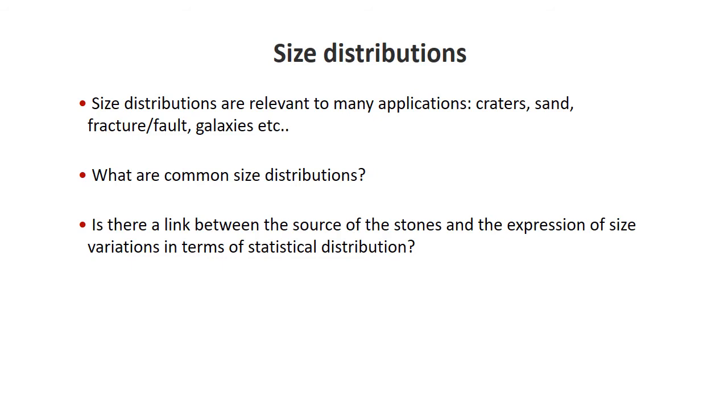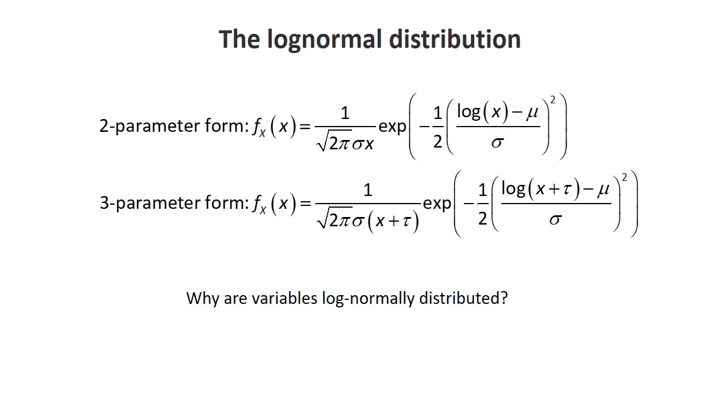So size distributions have more general application than just diamonds, obviously. Sizes of craters, sand grains, the length of faults, the size of galaxies. So these are all types of size distribution. The magnitude of an earthquake, they're all size distributions. And so what are the common size distributions? And can I come up with some expressions for that?